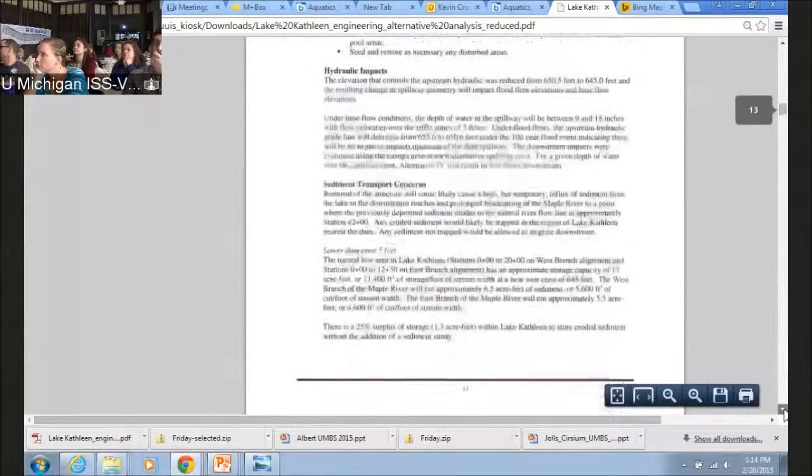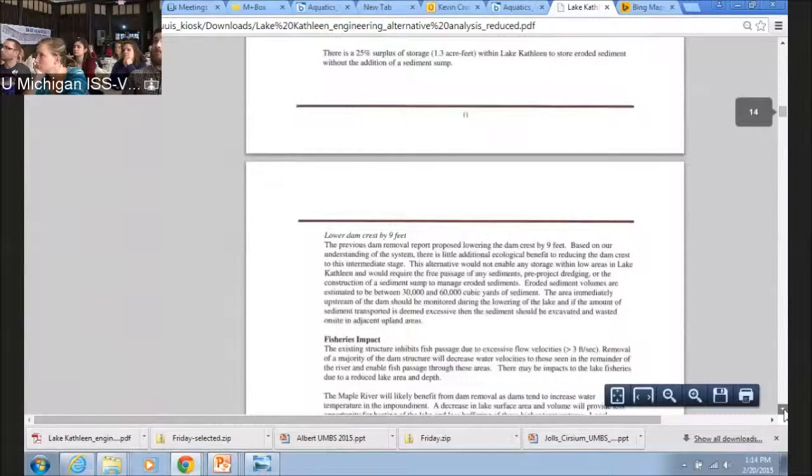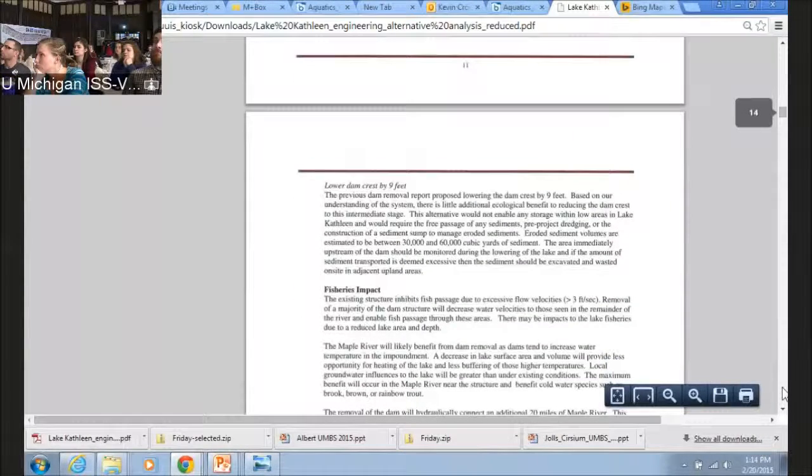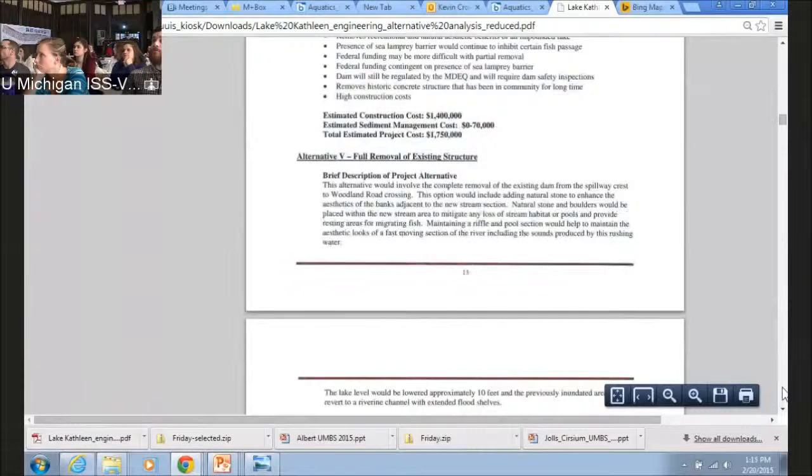Go further down. Just moving slow. Oh, okay. For whatever reason. Oh, did I miss 5? That's still part of 4. There it is. Full removal of existing structure.